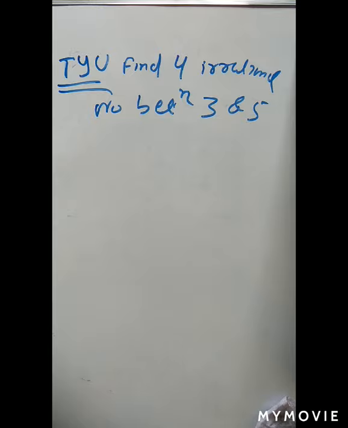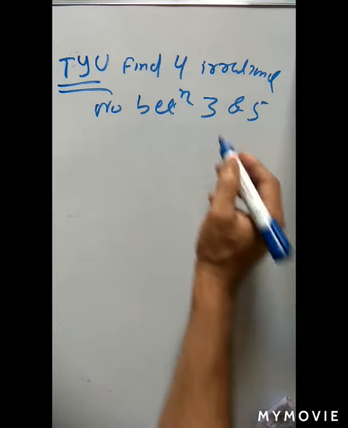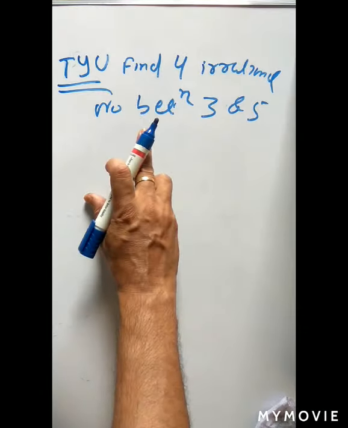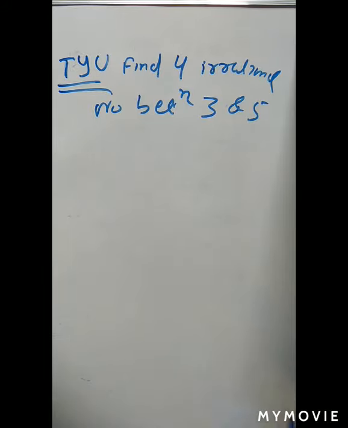Find an irrational number between 3 and 5. Okay, find 4 irrational numbers between 3 and 5. So you calculate that as your homework. So this is homework. So now method 2.